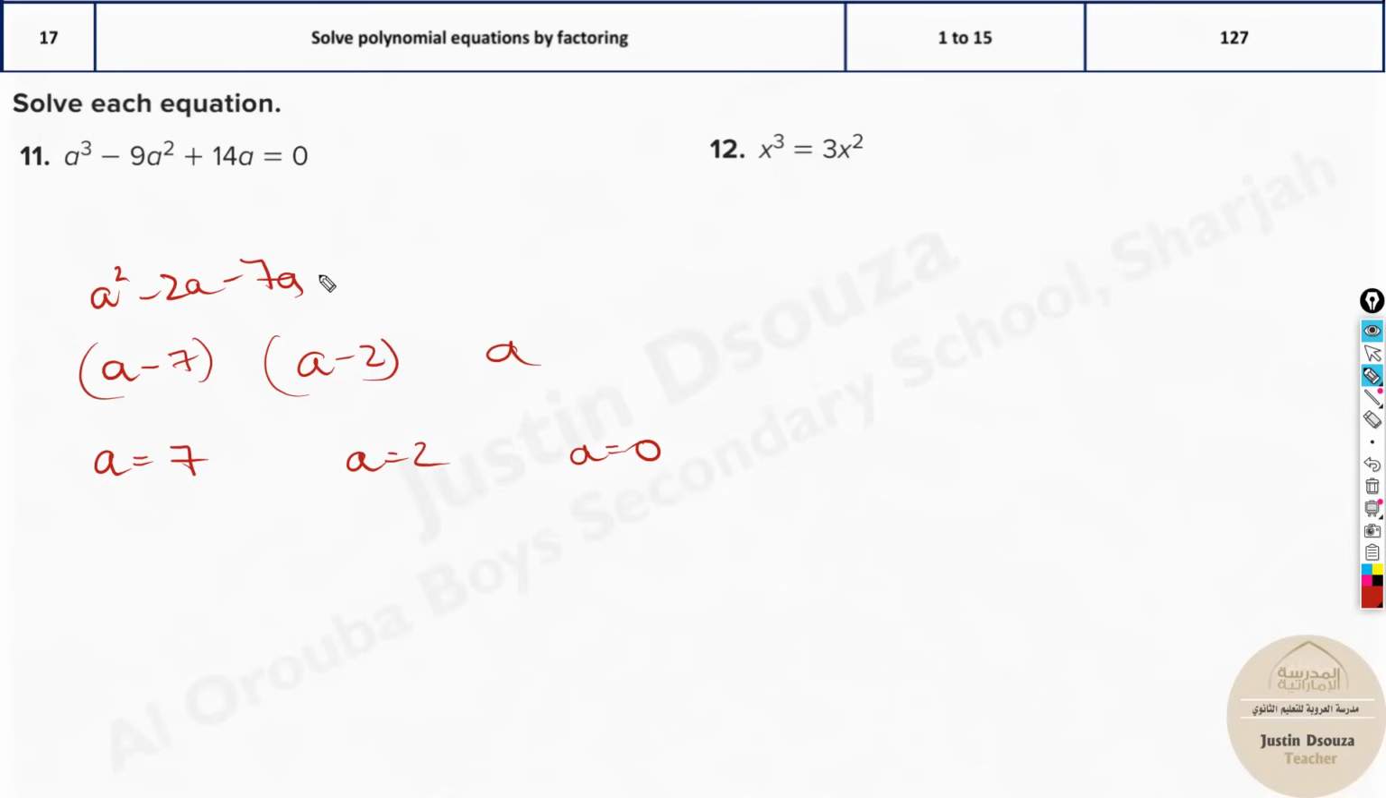This is just the FOIL method, plus 14, and this a is over here. Now simplify this. Let me write it as a squared minus 9a plus 14 times a. And now if I multiply this inside a, what happens? It's a cubed minus 9a squared plus 14a. So this is how you can go as well, and this is absolutely right, not to worry.